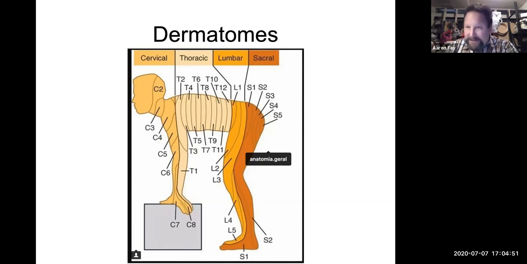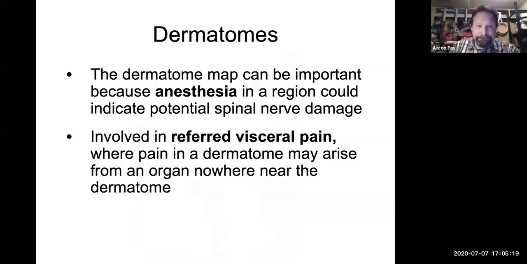Anyway, I don't expect you to memorize that. I don't expect you to memorize the various demarcations of the various areas of the dermatome, right? If you want to be an orthopedist or back surgeon or something like that, it's useful information to know. But what I do want you to know, what is a dermatome? It's an area of skin that's innervated by a particular spinal nerve. Why is it relevant? Because it can help you determine where an injury to the spinal cord has occurred. Right. So the dermatome map can be important because anesthesia, loss of feeling, can help you locate damage.